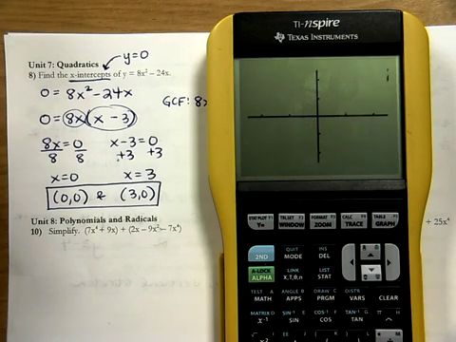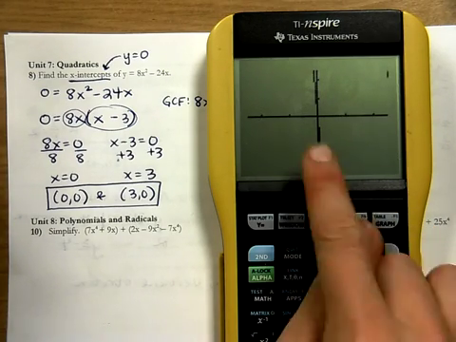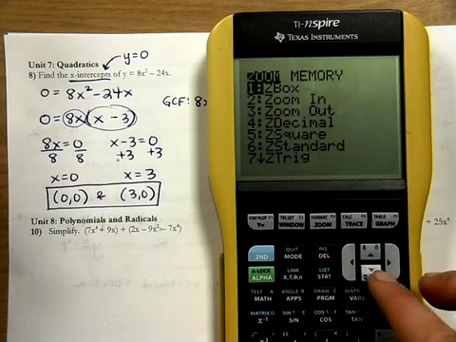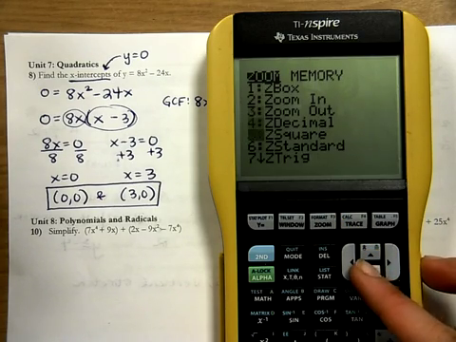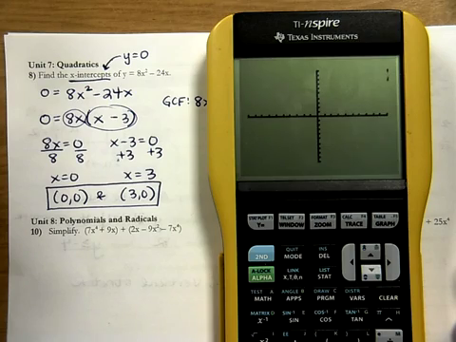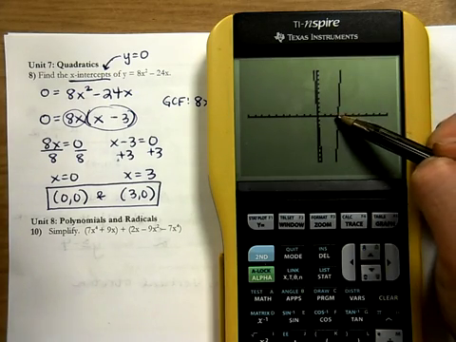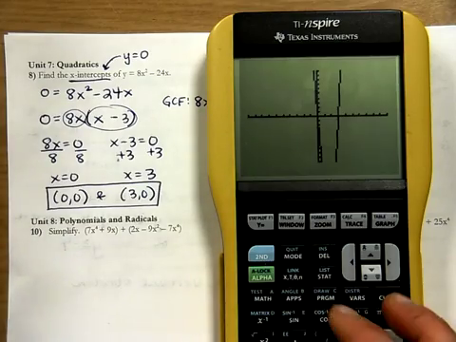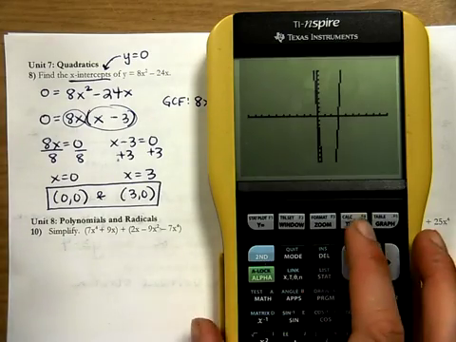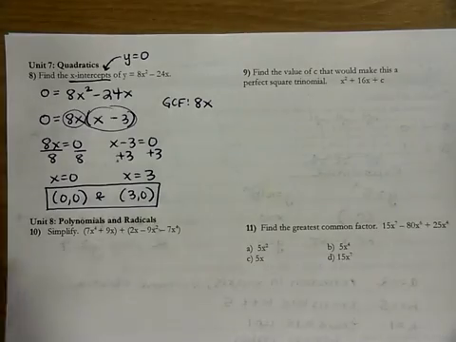I could also look at the graph. Now, we're zoomed in too much. Let's go to zoom and then go down to number 6, ZStandard, to get back to our normal viewing window. Here, I can see that we have 0, 0, and 3, 0. So I can check my x-intercepts that way too. Okay? All right, now moving on to number 9.